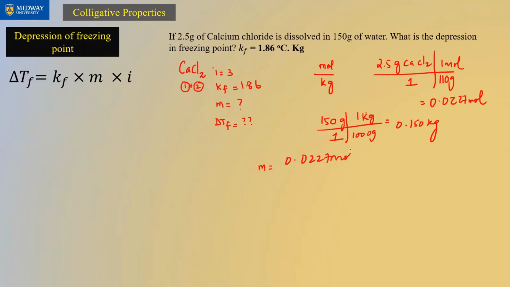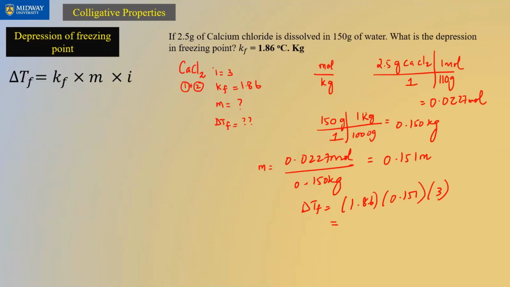0.0227 mole over 0.150 kg, which is 0.151 molality. So put it all in the picture. So that delta TF would be, Kf is 1.86, molality is 0.151, i value is 3, so it'll be 1.86 times 0.151 times 3, it's 0.84.